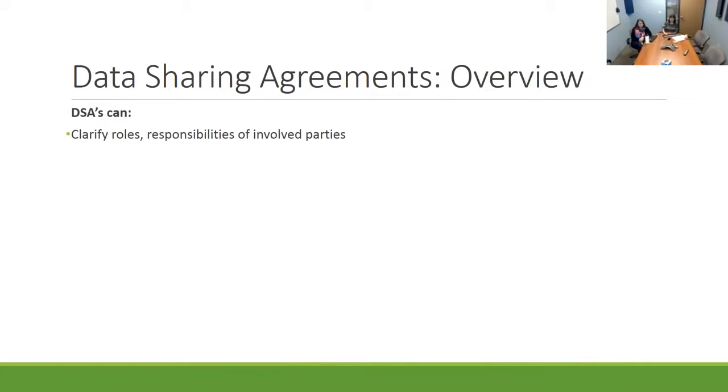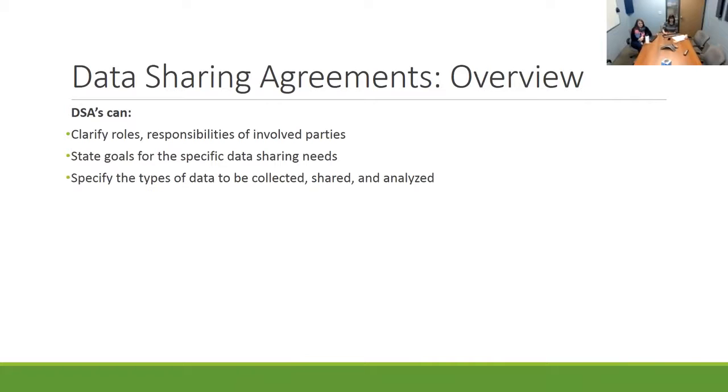Data sharing agreements, in addition to helping you facilitate the analysis or obtaining of data sets, can help clarify roles and responsibilities of involved parties. So who's going to have access to data, who's going to analyze the data, what we'll do with the results. This can help inform publication plans and authorship roles. It can state your goals for the specific data sharing needs. So this can also help provide clarity on what you're hoping to accomplish with your programs.